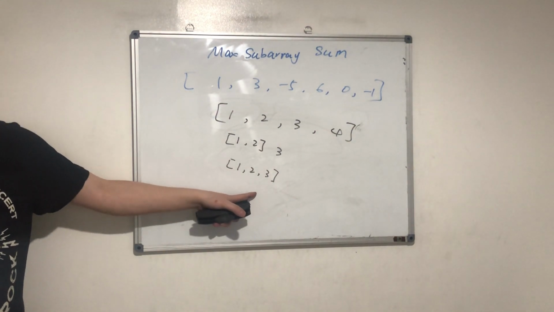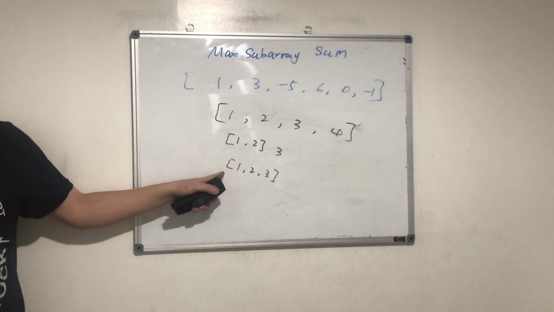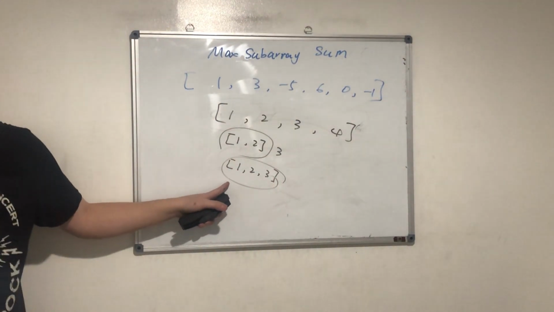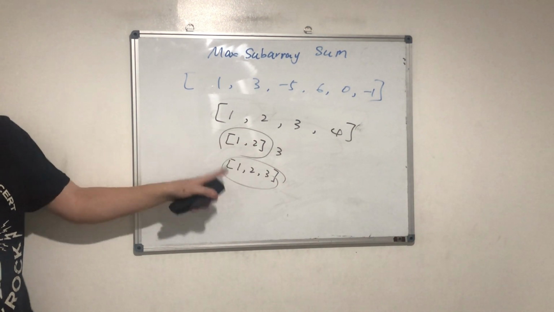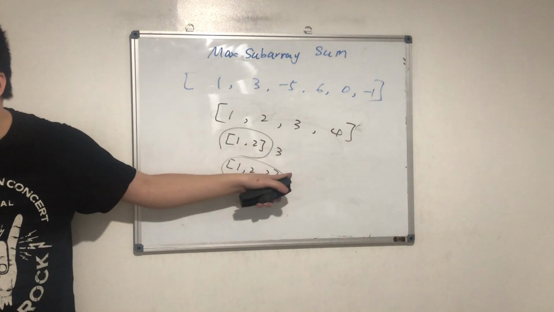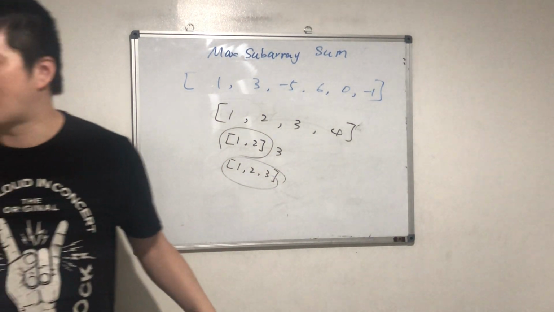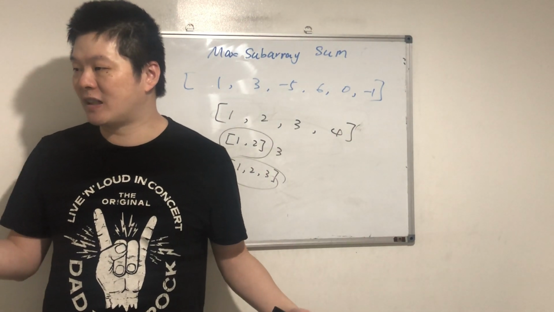But when we calculate the sum of 1, 2, 3, we don't need to start calculating from the beginning, because we already know this new sublist is one element more than the previous sublist, right? And the sum of the previous sublist is 3. And then I can just add another 3, right? So this will save us O(n) time, right? And what's the new algorithm complexity?